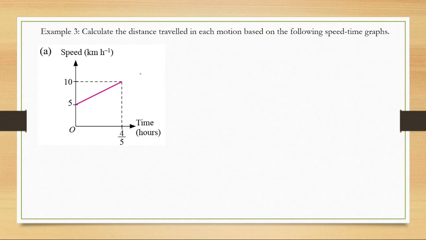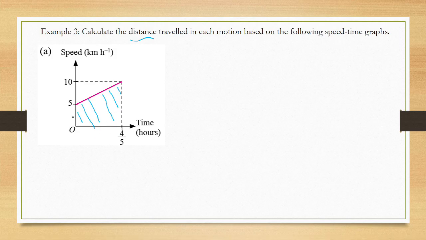Now we look at example 3 here. Calculate the distance traveled in each motion based on the following speed time graph. So to calculate the distance for diagram A here, it is represented by the area under the graph, right? This is the area. First, you have to identify the shape. What is the shape here? It is a trapezium, right? So do you still remember what is the formula of a trapezium? It is 1/2 times the height multiplied by A plus B, right?